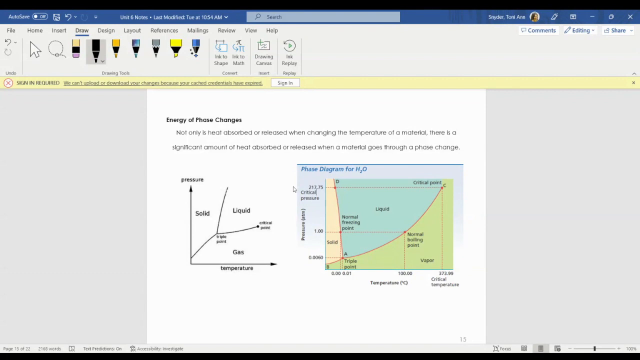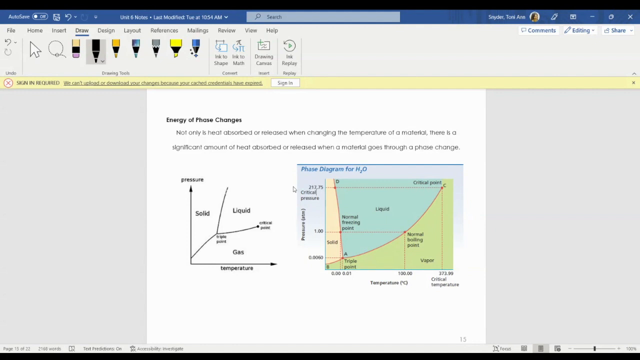And you've done the heat of solution virtual lab at this point, and maybe a lab in class, depending on timing. But there's also energy that's associated with phase changes, which we have to learn about as well. As we're changing phase from a solid to a liquid or a gas, or whichever way you're going, there's some heat that's either absorbed or released. So not only is heat absorbed or released when changing the temperature of a material, there's a significant amount of heat that's absorbed or released when a material goes through a phase change.